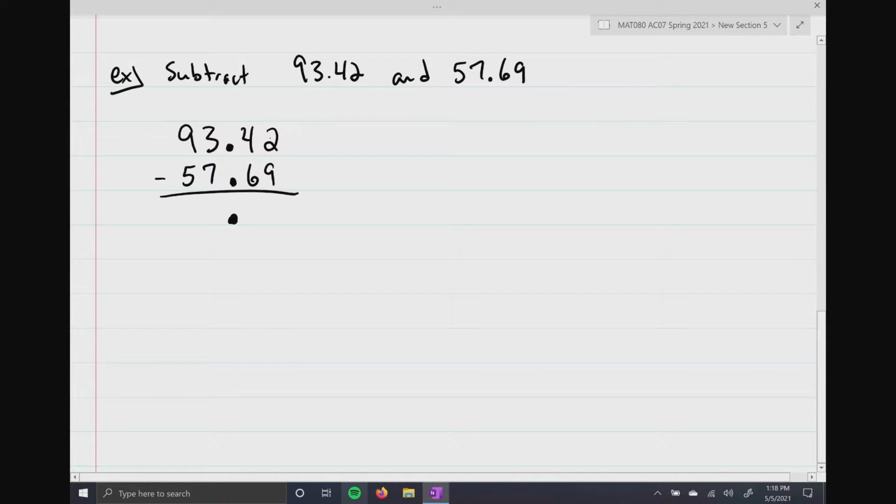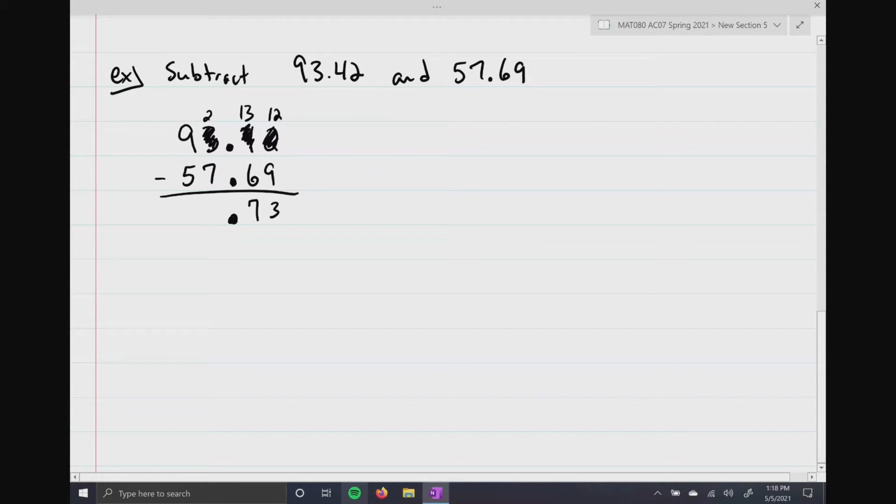All right, so 2 minus 9, I need to borrow. So that turns into a 12. 12 minus 9 is 3. Now I go over to the tens position. 3 minus 6, I need to borrow. So 13 minus 6 is 7.